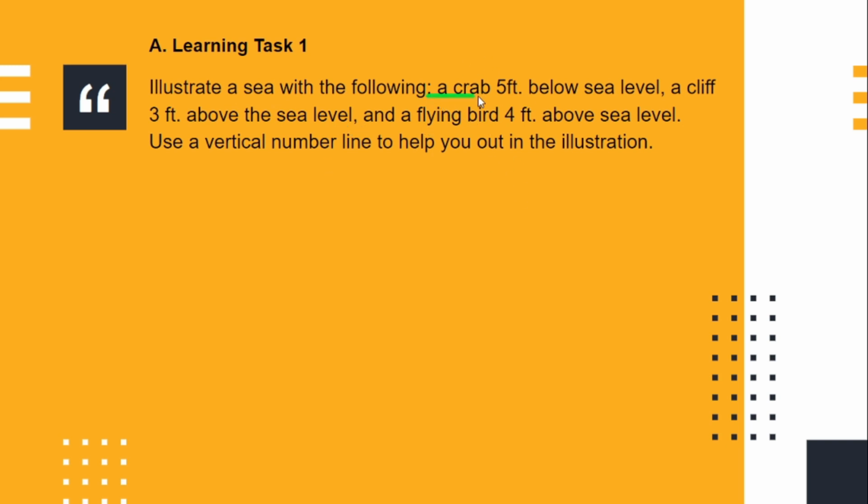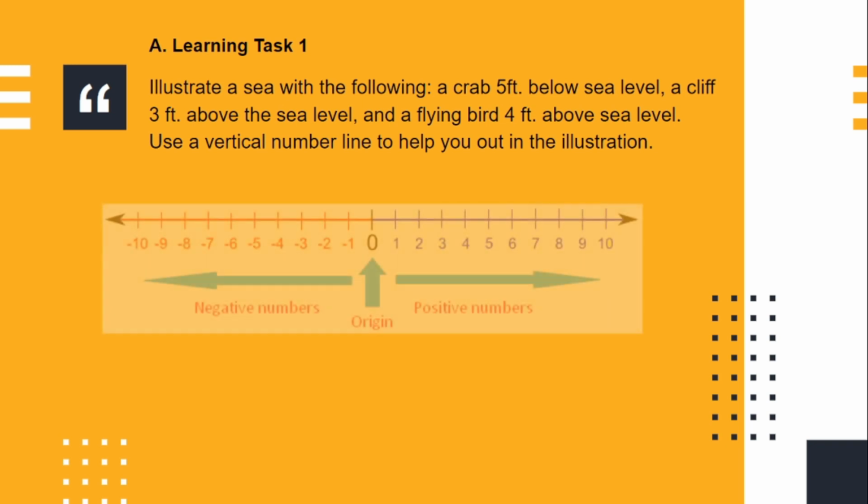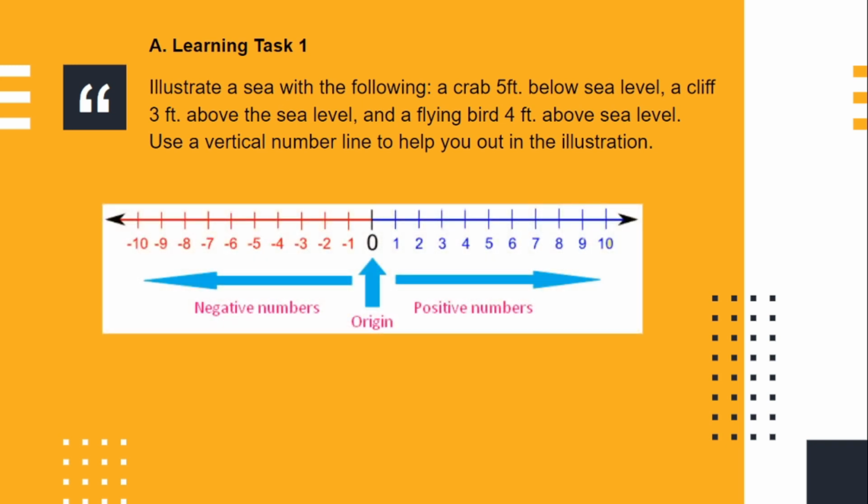Okay, so we have a crab 5 feet below sea level, a cliff 3 feet above sea level, and a flying bird 4 feet above sea level. At sabi dyan, we need to use a vertical number line to help you out in this illustration. Okay? So bago natin ipakita yan, ipapakita ko muna sa inyo ang halimbawa ng ating number line. And this one ay pinakita siya horizontally or pahiga.